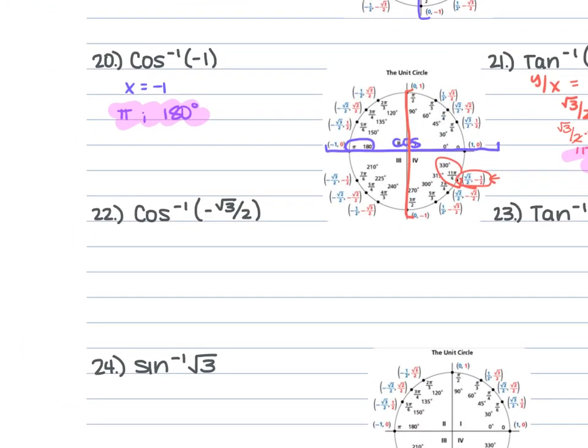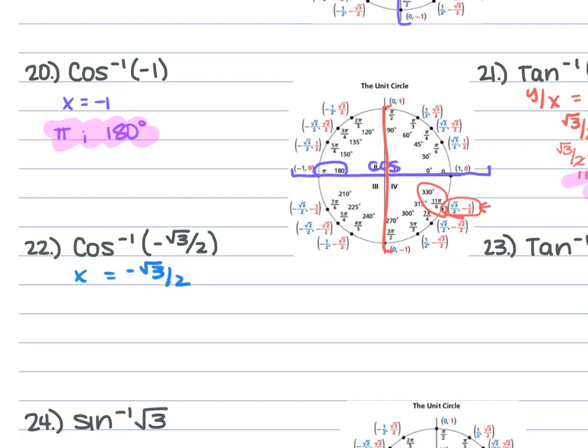For 22, we're working with the inverse of cosine of negative square root 3 over 2. So where is x, your negative square root 3 over 2? Remember, your cosine is your first and second quadrant. So within your first and second quadrant, where is x, the negative square root 3 over 2? Right here, which means 5 pi over 6 and 150 degrees.